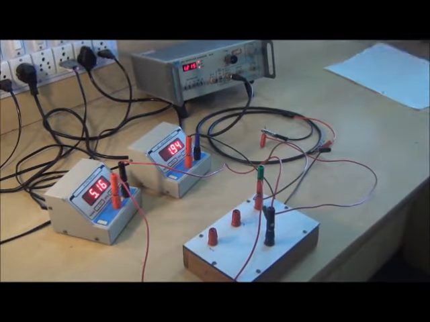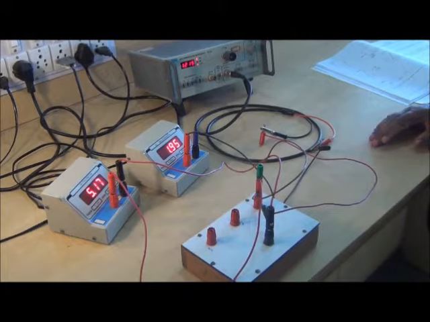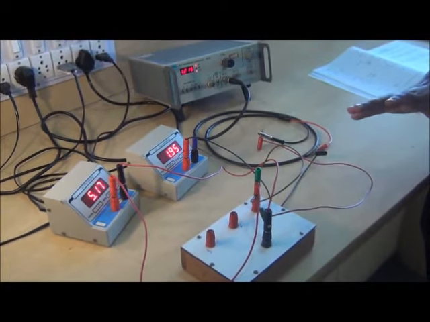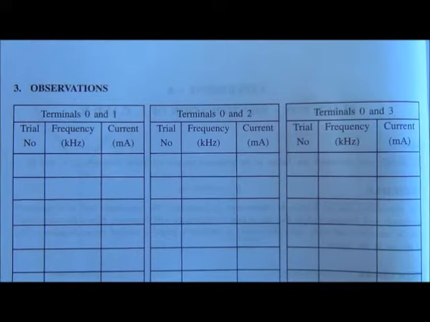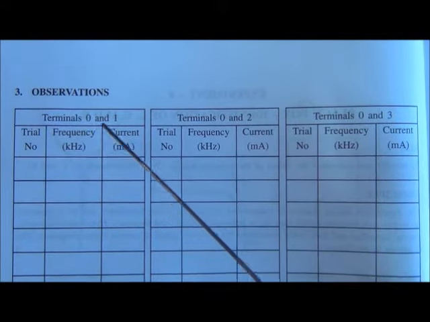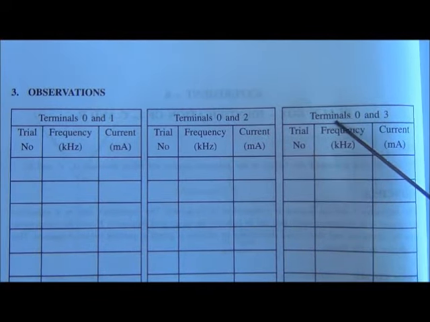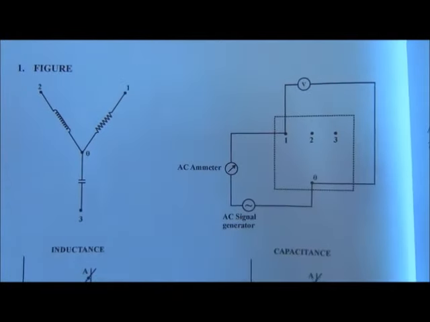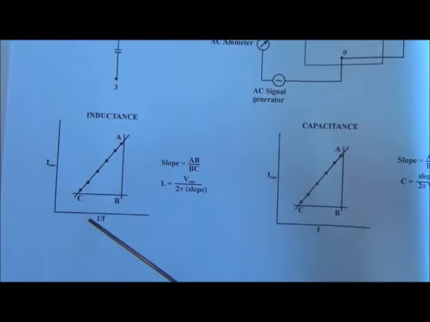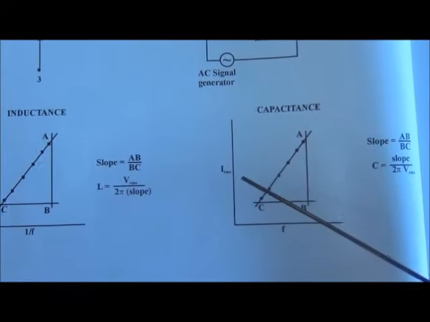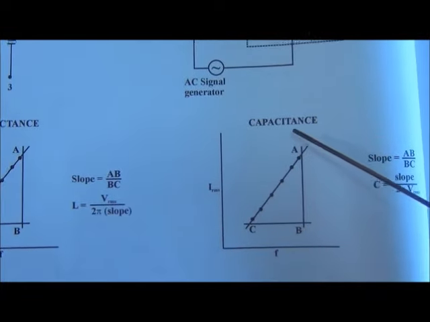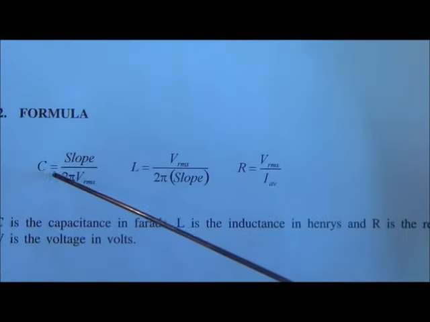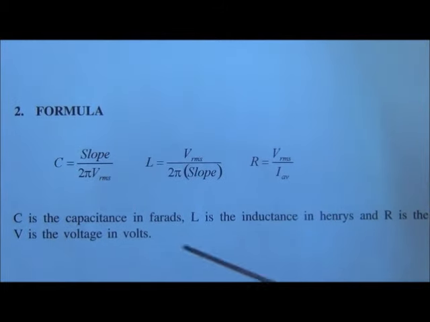We have to take the readings for at least 10 trials starting from 1 kilohertz in steps of 0.2 kilohertz. The readings for the 01 terminals, the 02 terminals and between 0 and 3 terminals are tabulated. Plot a graph of I versus 1 by f for the inductor, then plot a graph of I versus f for the capacitor, and then calculate the slopes, and after calculating the slopes, calculate C and L and R using the formulas.